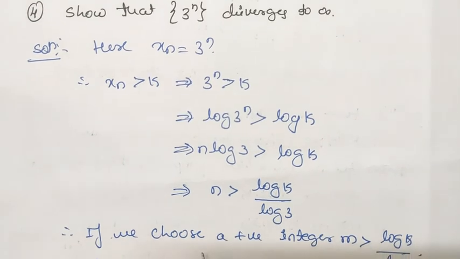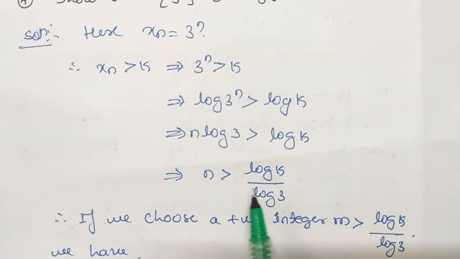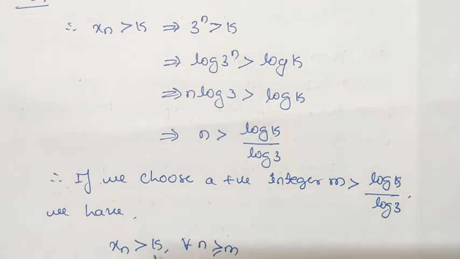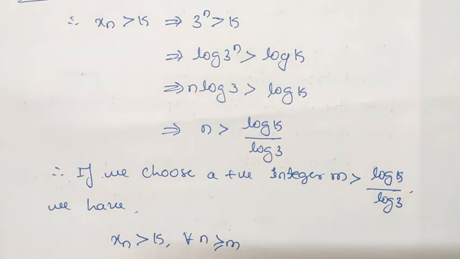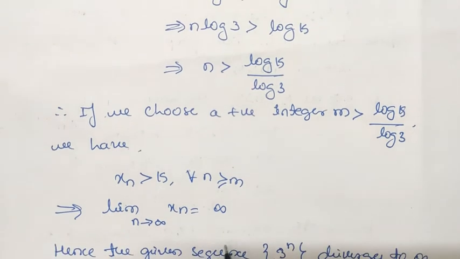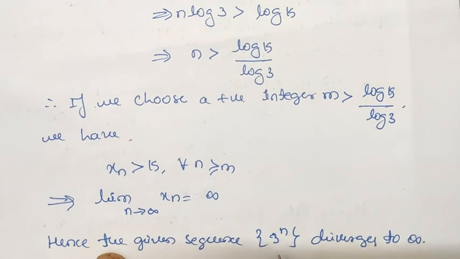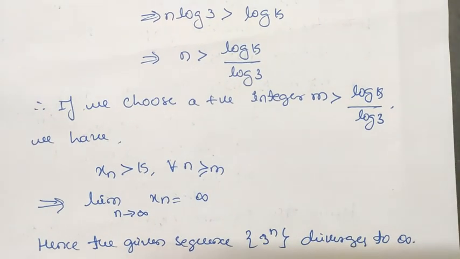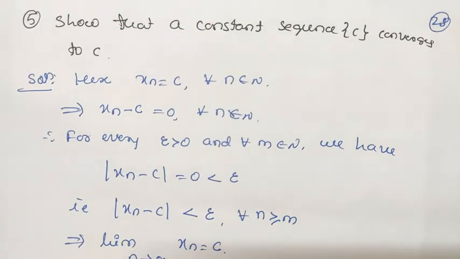So that is, if we choose a positive integer m which is greater than log k by log 3, then we have xn greater than k for all n greater than or equal to m. So thus limit as n tends to infinity, xn is equal to infinity. So hence the given sequence 3 raised to n diverges to plus infinity. Let us take some more examples.